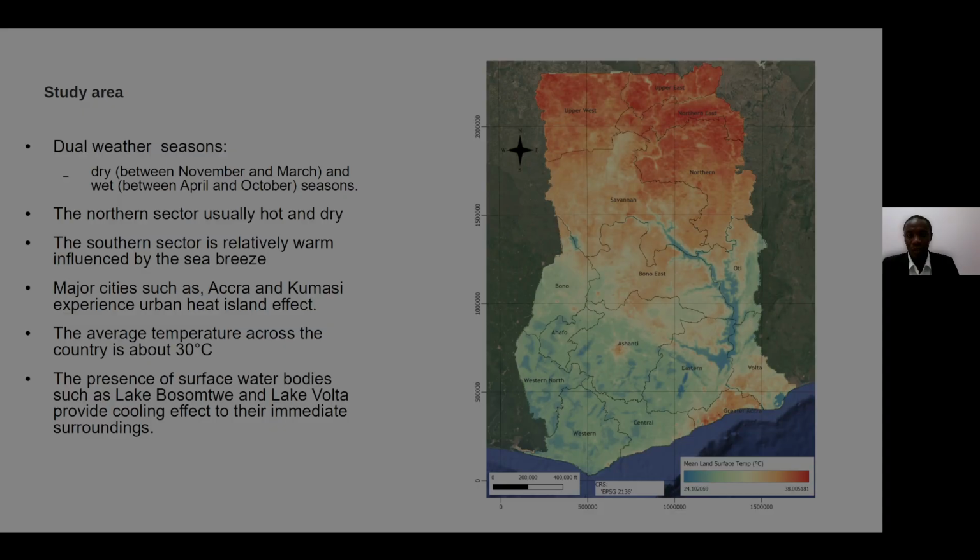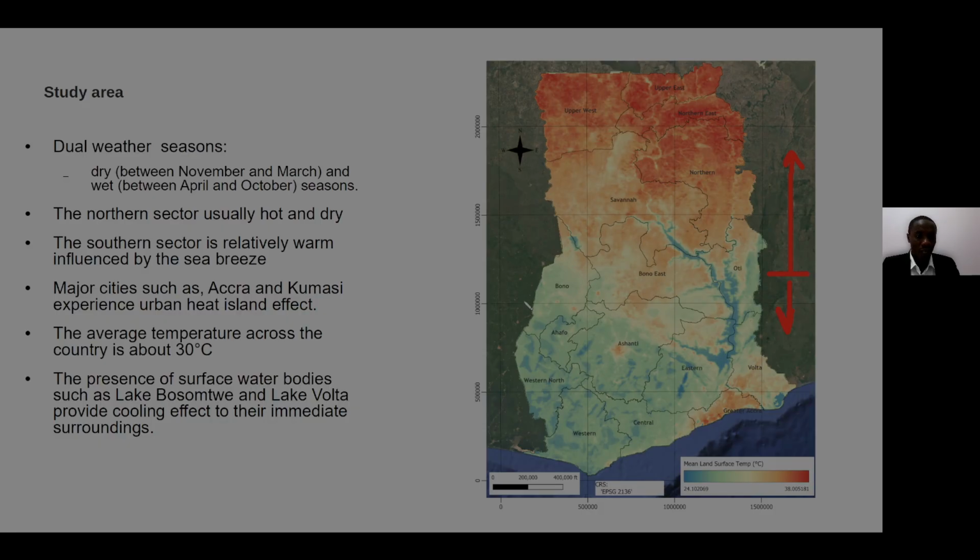Now, the country also has two major seasons: the dry season between November and March, and then the wet season between April and October. The northern half of the country usually experiences a higher mean temperature as compared to the southern half of the country. And this image that we see is the mean temperature between 2020 and 2024.